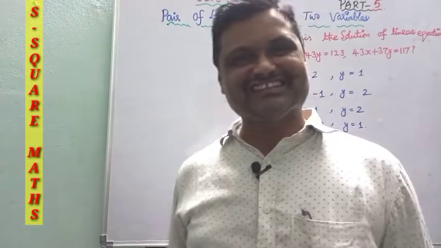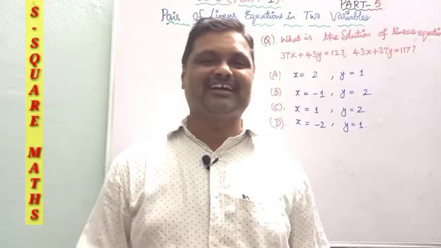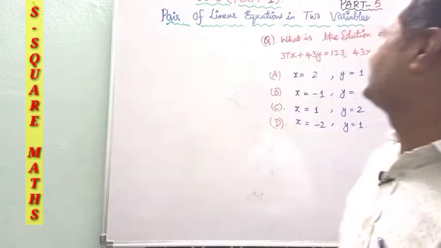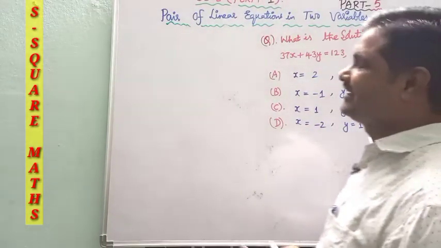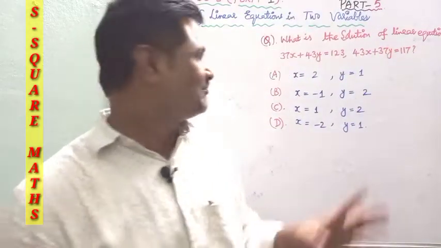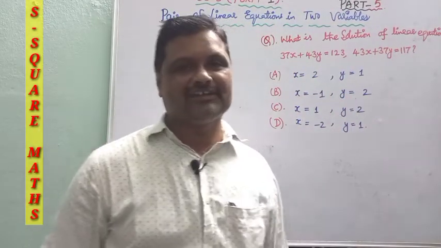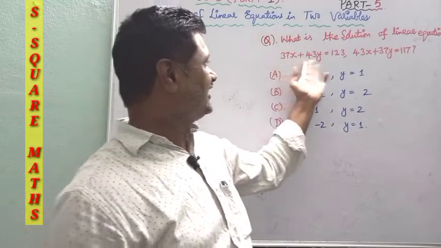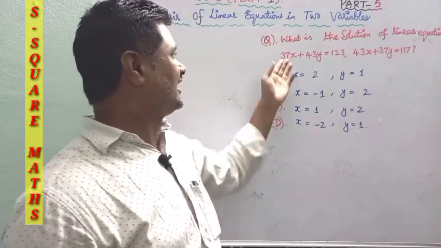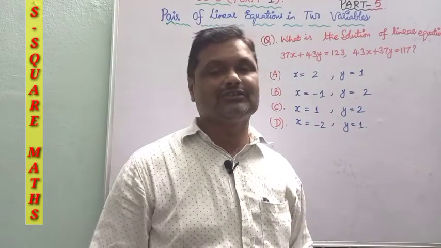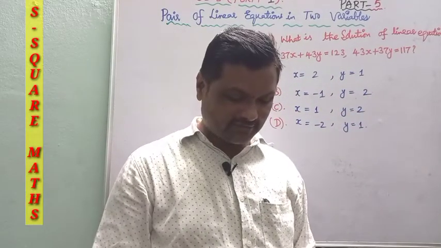Let us rock the next video, Part 5 of our CBSE Term 1 examinations. So, nothing but pair of linear equations in two variables. What is the solution of the linear equation? This one, and options are given. If you observe carefully, since it is an MCQ and the coefficients of x and y are very large, this can be done in a simple method.